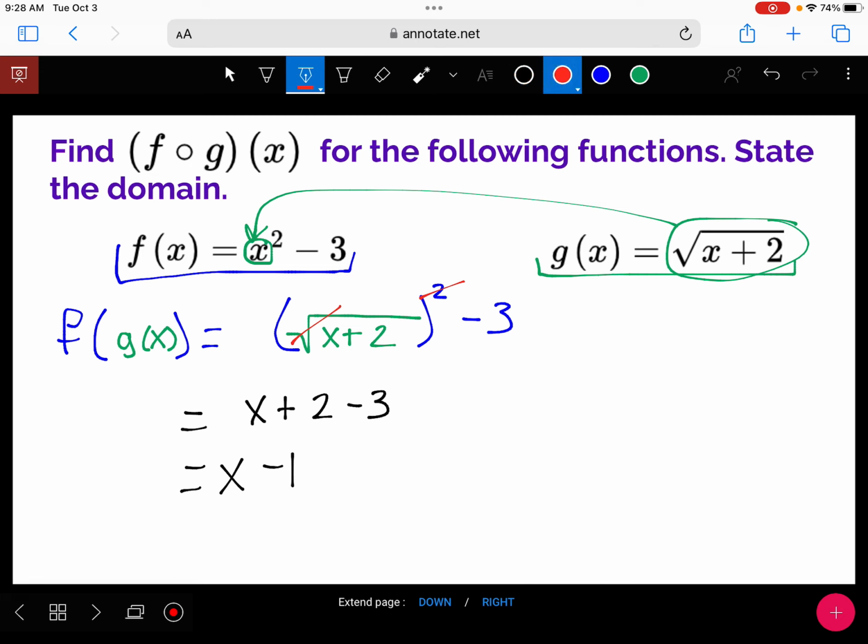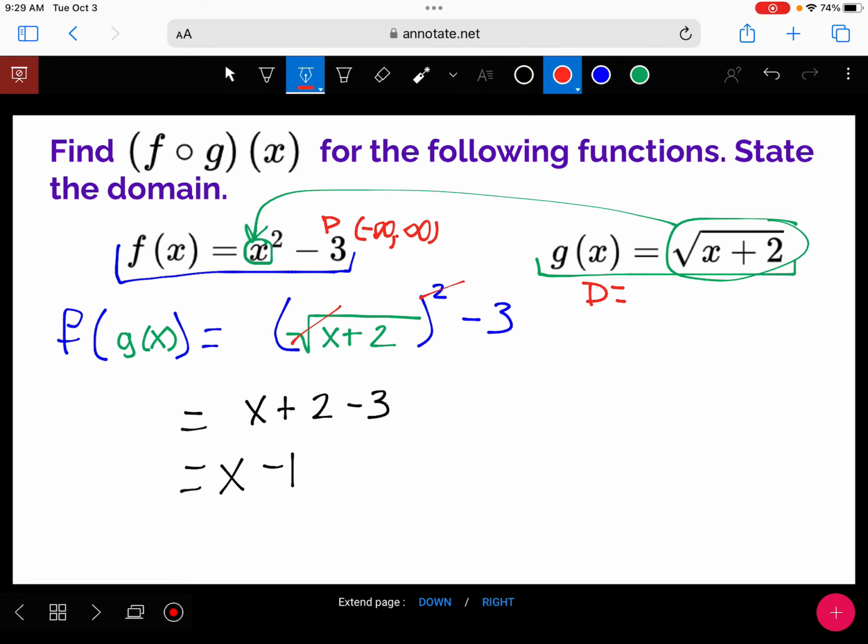What is my domain for f of x? What is the domain of an x squared? All real numbers. So from negative infinity to positive infinity. How about on my g of x? What's our domain? Everything except negative.